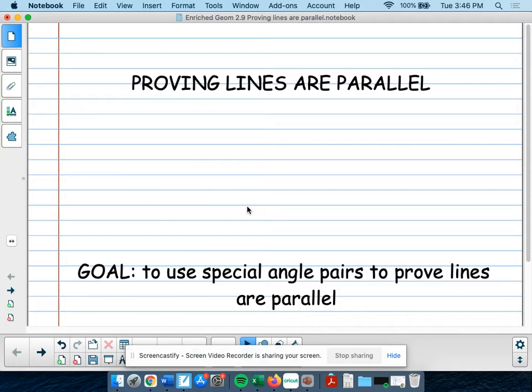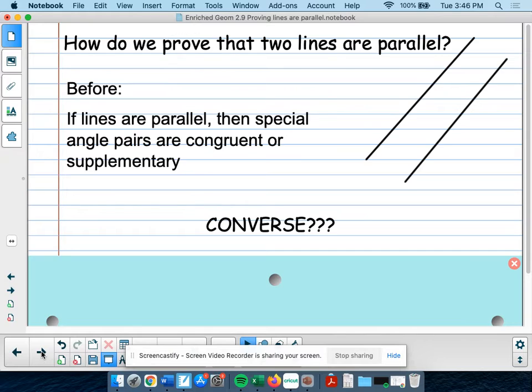We are going to prove lines are parallel today. You're going to use those special angle pairs that we talked about last week to help us do this. So let's talk about some things for a moment here.